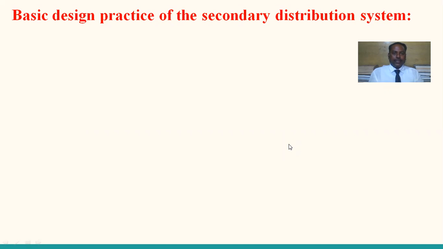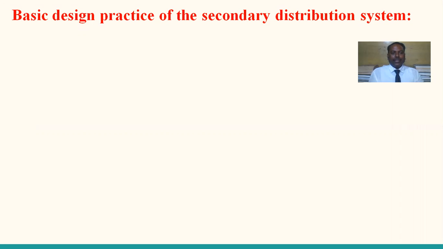In the earlier class, we covered the design considerations of the primary system. Similar to this, in today's class we are going to discuss the basic design practice of the secondary distribution system. The primary system commenced at the substation and ends at the transformer primary, but the secondary system starts from the distribution transformer secondary onwards, up to the consumer ports.